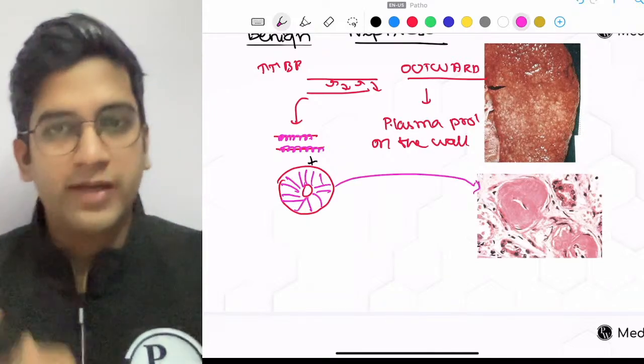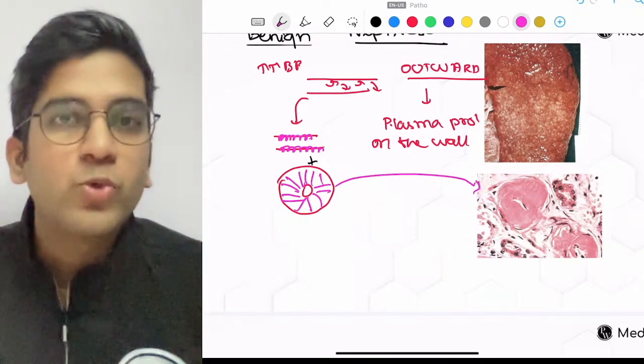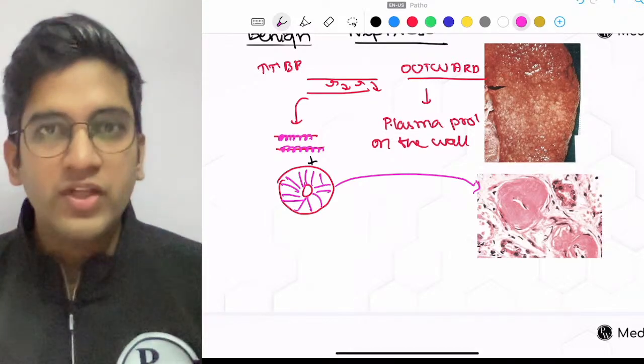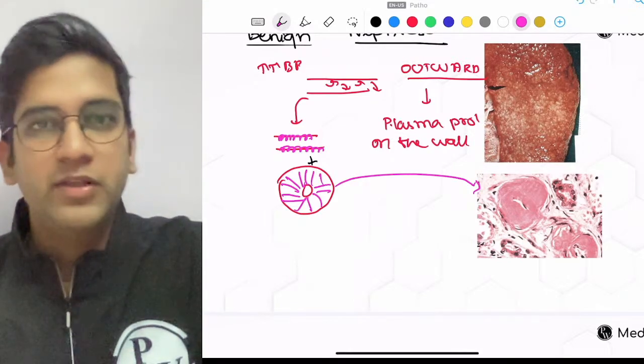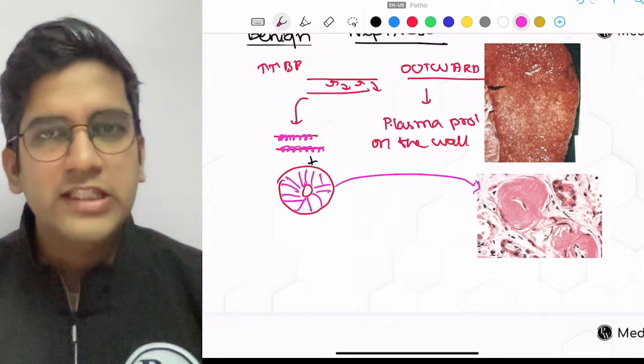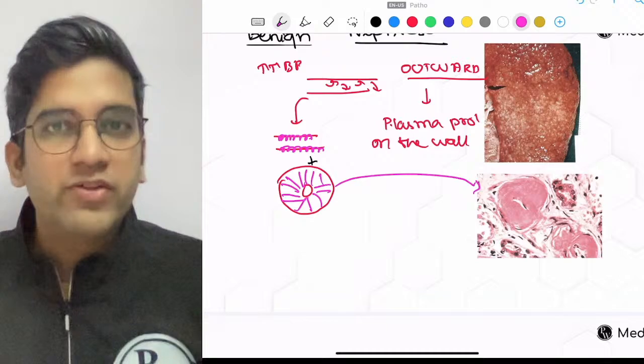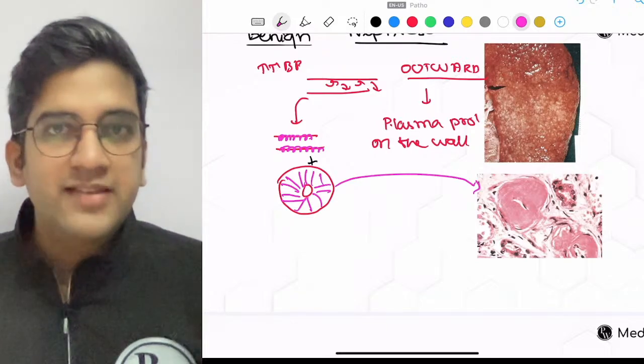This is what's happening in this microscopy. I'm having a protein deposition. What is the color of protein in the biopsy? You can see the color there, or you can tell me with your existing knowledge: protein's color is going to be pink, right? As simple as that. Even in this image, you have a protein which is completely pink in color.